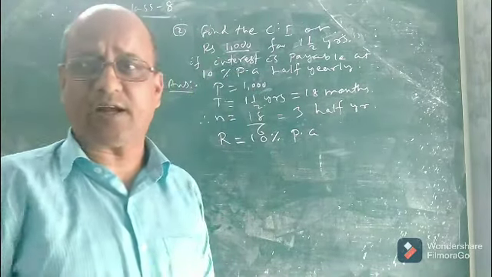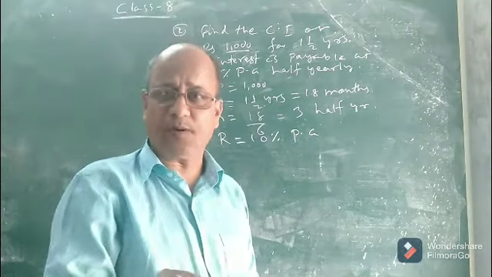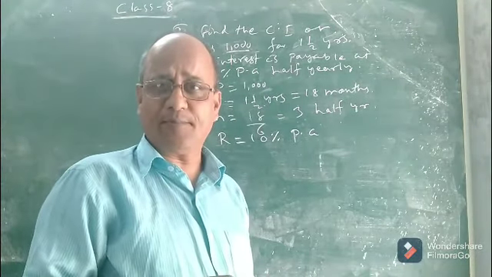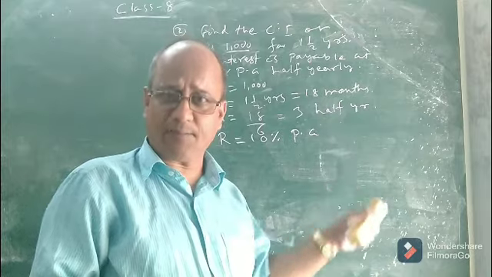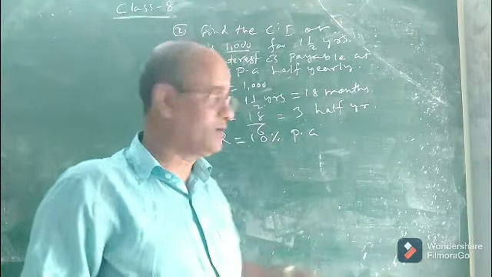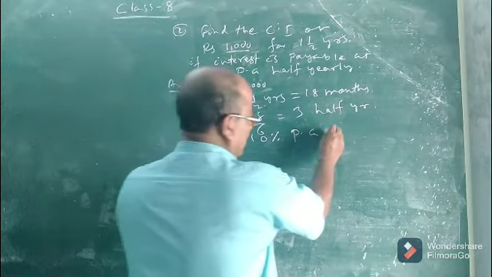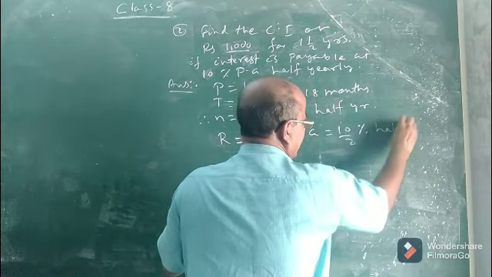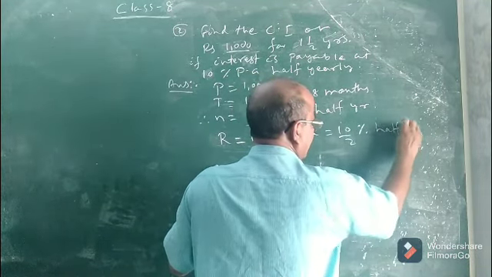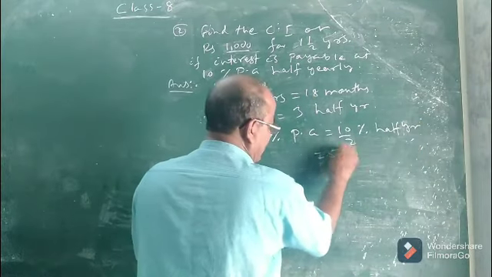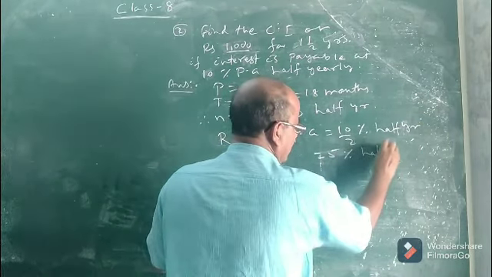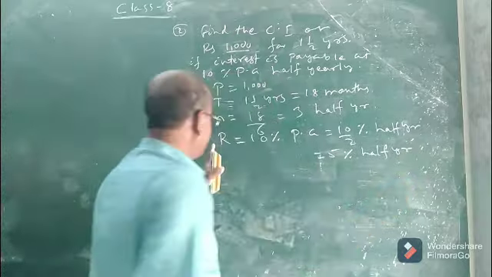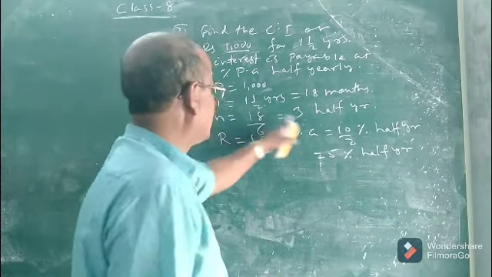What is the formula which I had told? R equal to R/2% per half year. Means if interest is compounded half yearly, then rate will become R/2. So here R will be equal to 10/2% per half year. That means it is 5% per half year. So you see, now we got the value of R, we got the value of n.